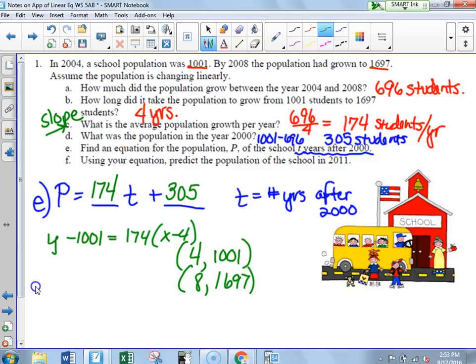And F, find the population in 2011. What do we need to do there? Careful. How many years after 2000 is that? So in 11 years, what are we going to do?